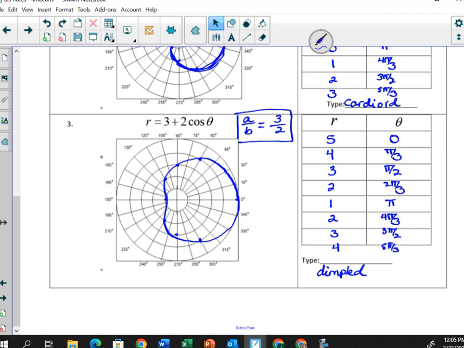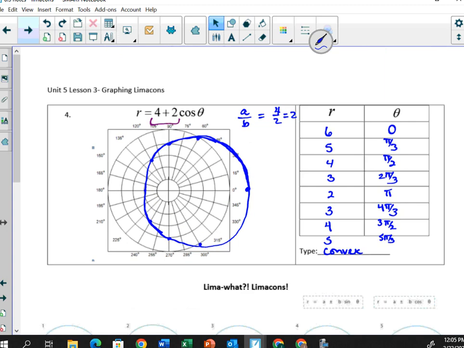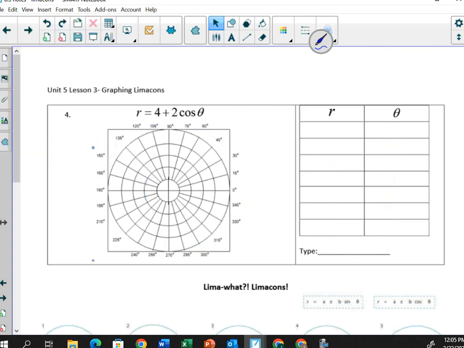All right, are we okay with our dimpled limacon? Have we accepted that it is not limacon? There's four. There's one more. All right. Okay, guys. This time, our A over B, what is it? 2. Okay.